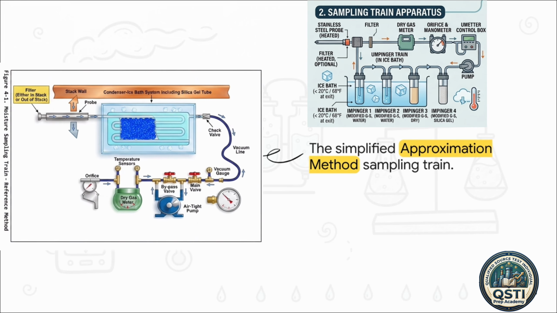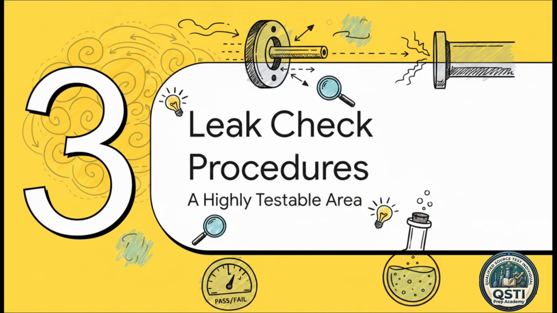Now, contrast that whole rig with the approximation method train. This setup simplifies things dramatically. You'll notice it just uses two 30-milliliter midget impingers dropped in an ice bath, right before a drying tube packed with indicating-type silica gel just to protect your pump and meter. It's totally built for speed and quick estimation, generally pulling the sample at a nice constant rate of 2 liters per minute. All right, let's talk about leak checks.